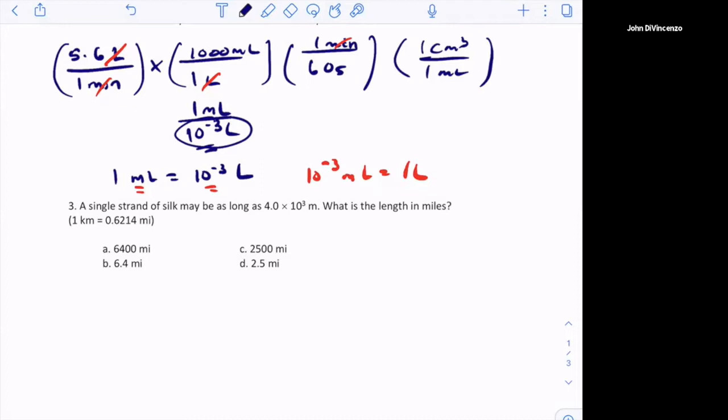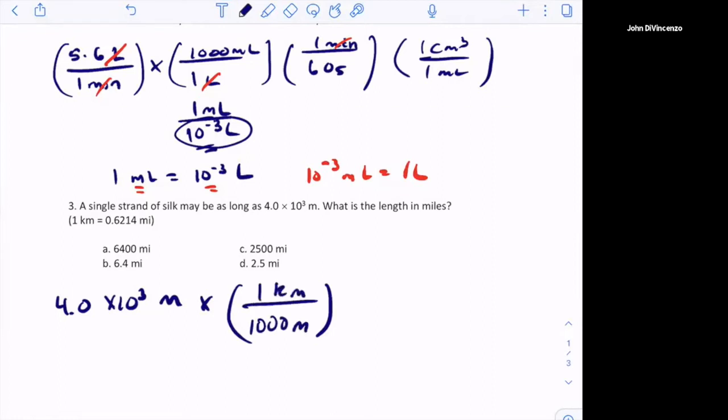But in this case, you've got 1 kilometer, 0.6214 miles. All we have to do is convert meters to kilometers and then kilometers to miles. That's all. So knowing the metric system, you should know the meter to kilometer conversion. And what's this going to look like here? Let's get from meters to kilometers first. 1 kilometer equals 1,000 meters. So we're going to want the meters in the denominator, right?